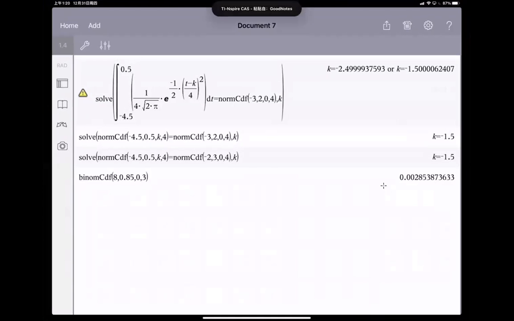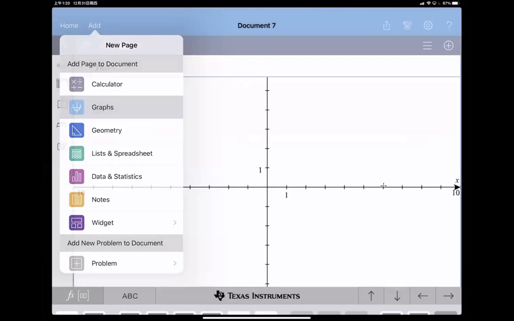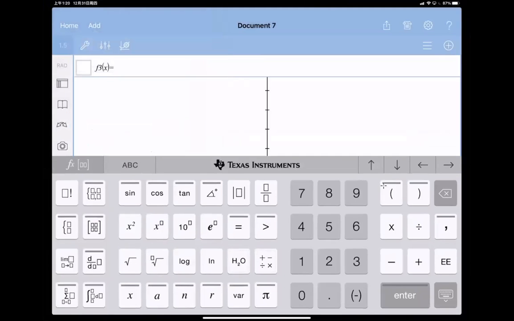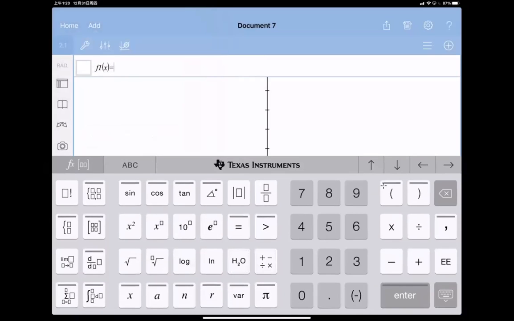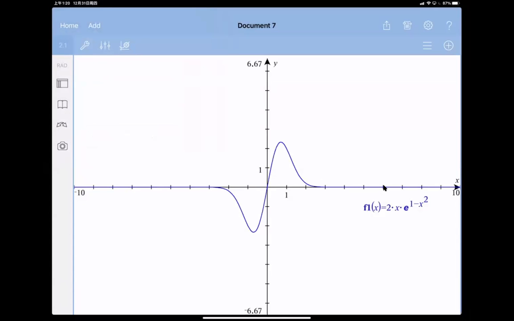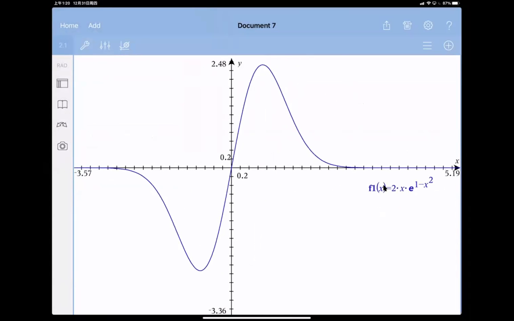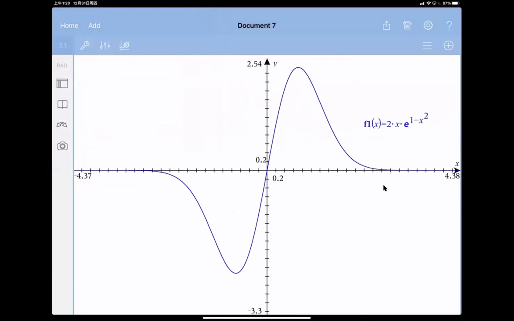Now, something I need to mention on our CAS calculator. For example, let me create another problem. A new problem, you always start from f1 of x. So you should have 2x e to the power of 1 minus x squared. Okay, here comes your function defined as f1 to represent f.